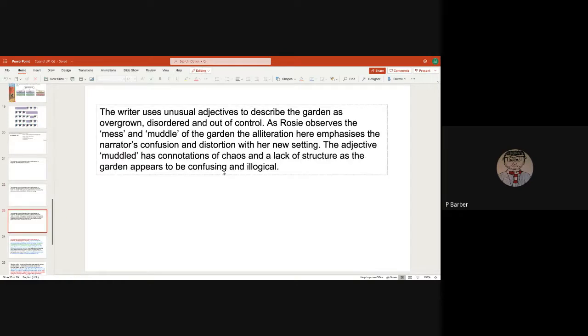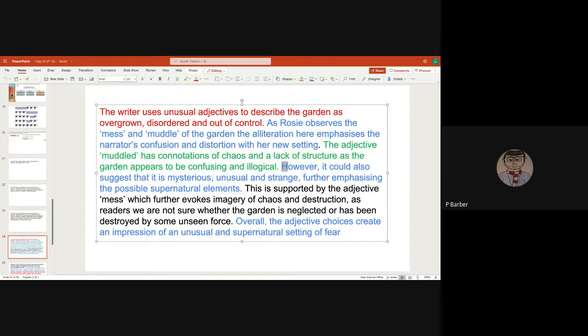We then have the understanding of the analysis of that language. The adjective muddled has connotations of chaos and a lack of structure, as the garden appears to be confusing and illogical. Taking it further, it could also suggest it's mysterious, unusual, and strange, further emphasizing possible supernatural elements. I've gone back to my quotation, tried to pick out a second part, supported by the adjective mess, which further evokes imagery of chaos and destruction. As readers, we are not sure whether the garden is neglected or has been destroyed by some unseen force. Overall, these adjective choices create the impression of an unusual and supernatural setting of fear.